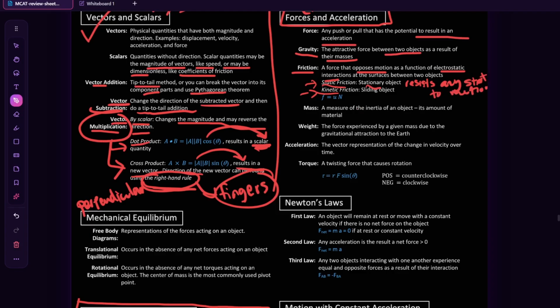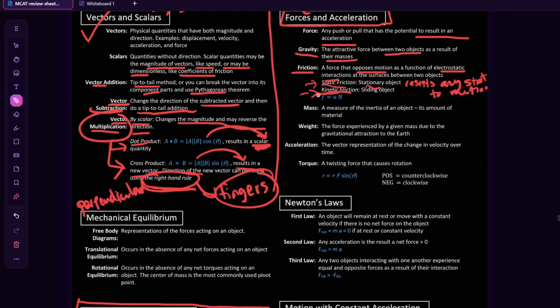And kinetic friction applies to an object that's already sliding. If you learn about kinetic energy, you can kind of relate it to that, but if you didn't, that's fine. Kinetic energy applies to an object that's already moving. Kinetic friction is the friction resisting motion of something that's already in motion.